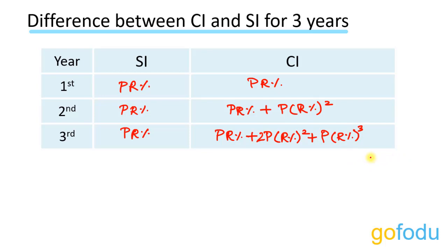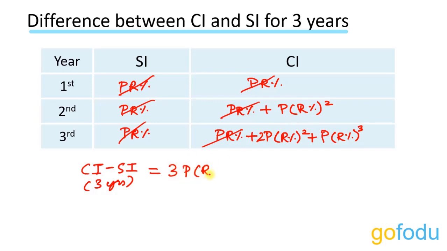Now, if we have to take the difference between compound interest and simple interest for 3 years, that would be this column. This whole column represents compound interest earned in 3 years. So this whole column minus this whole column. PR percent and PR percent will get cancelled, PR percent again gets cancelled, this will get cancelled, and we'll be left with 1 plus 2, 3 times PR percent whole square plus PR percent whole cube.